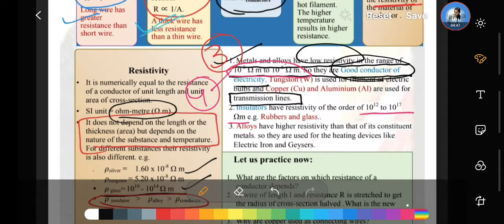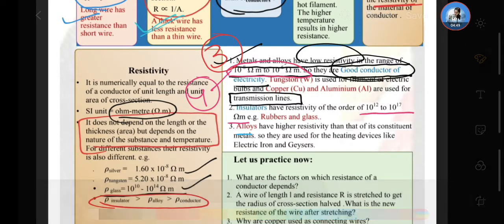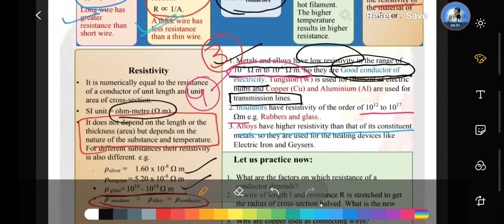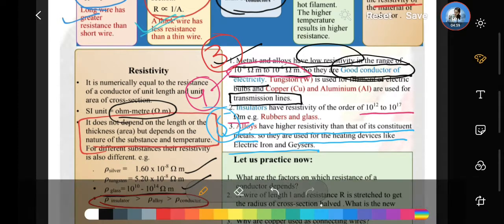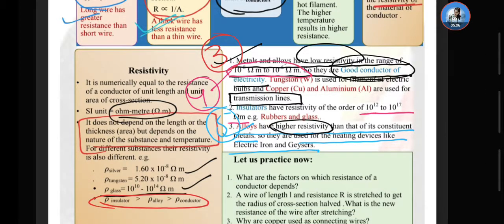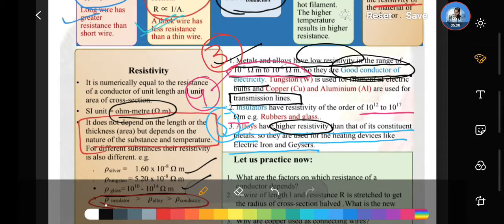And the last one is alloys. Alloys have higher resistivity than that of the constituent metal, so they are used for heating devices. This is the answer of your fifth question: why are alloys used in heating devices? Because they have higher resistivity and they don't oxidize easily at high temperature.